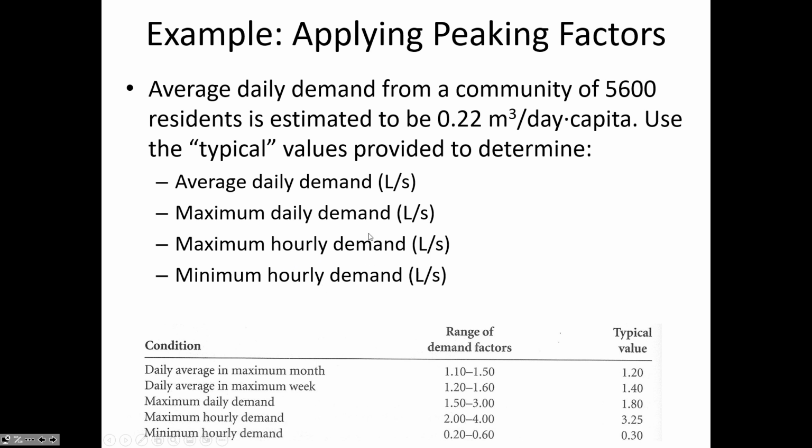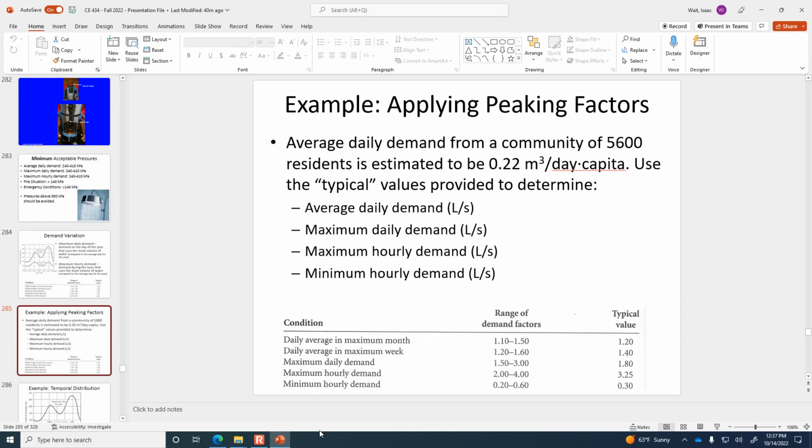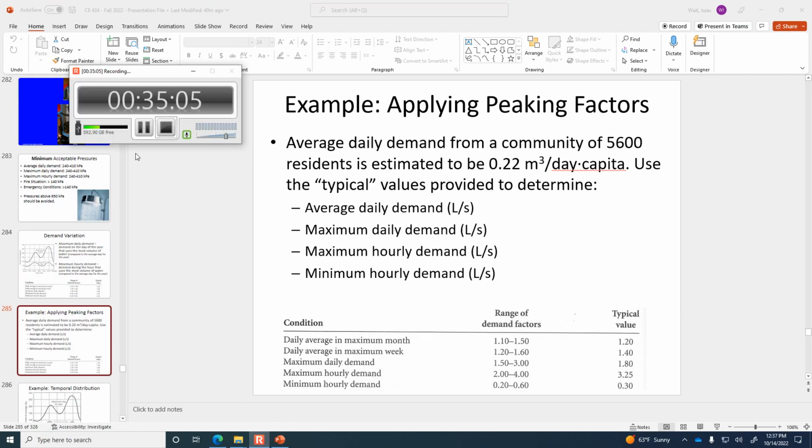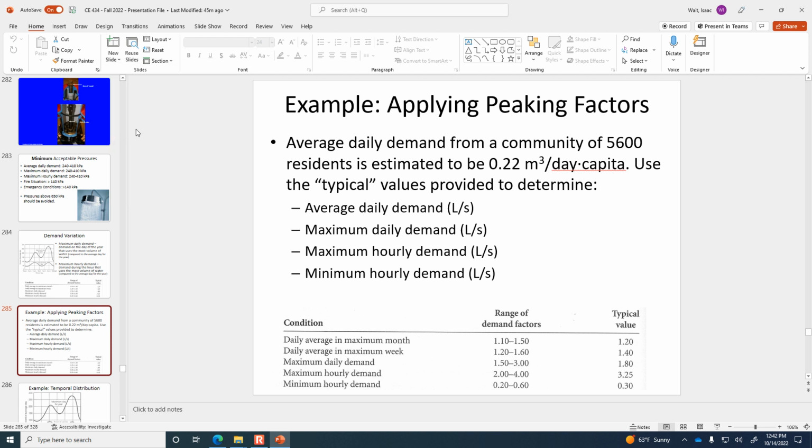So let me pause for a moment and give you a chance just to get some additional practice using these principles of peaking factors. So max day 25.6 liters per second, max hour 46.3 liters per second. And what about for the minimum hour? 4.28 liters per second, right.